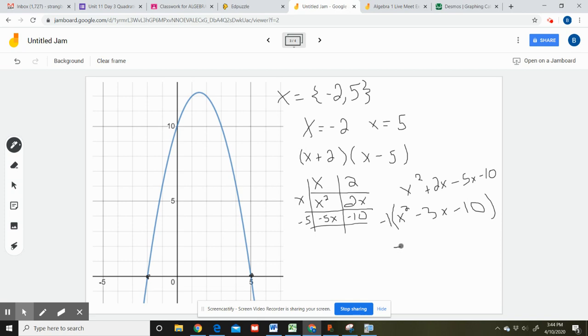So then we go negative x squared. Negative 1 times a negative 3 gives me a positive 3x. Negative 1 times a negative 10 gives me a positive 10. All right, and that would be our solution. Set it equal to 0, and you're good to go. This will be one more Ed Puzzle, and then we'll move on to the lesson for today.